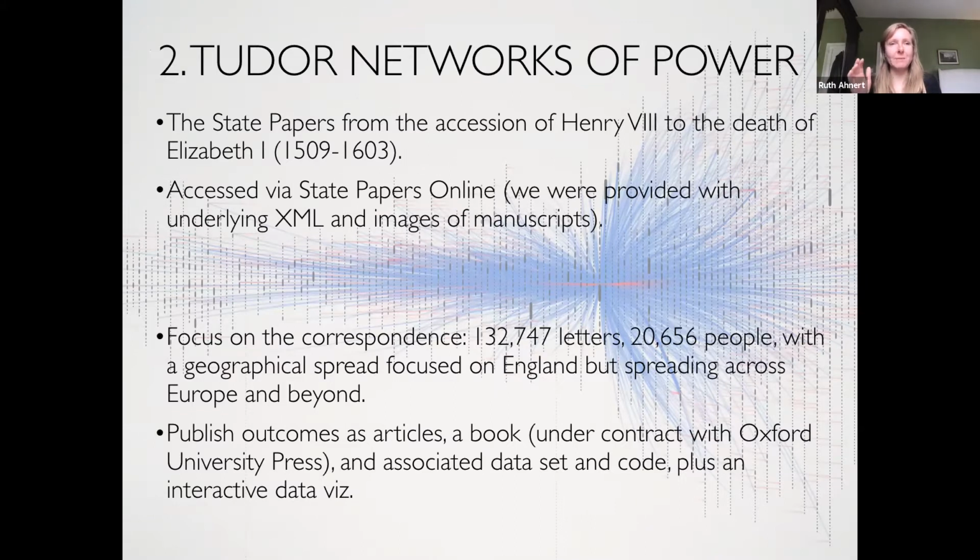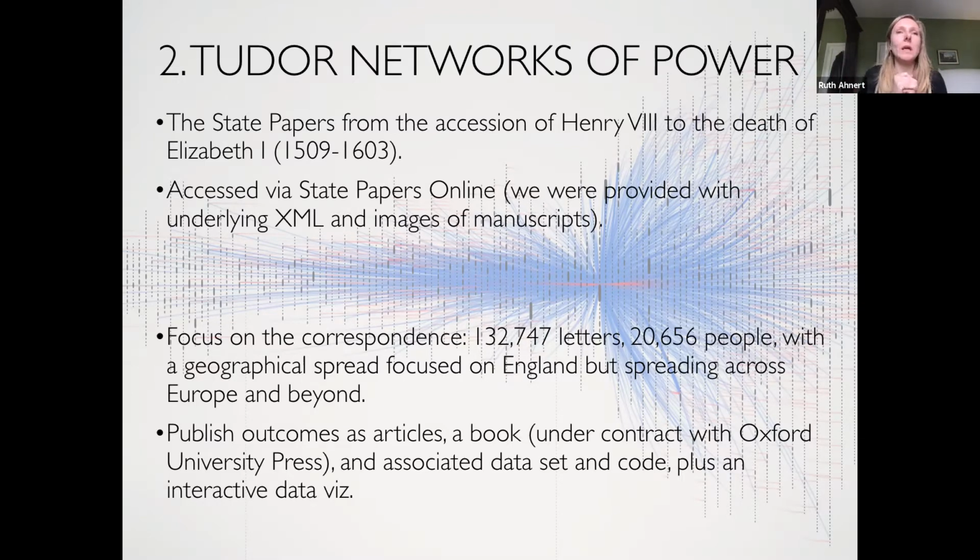And we were interested in a specific subset of the data they've digitized. So we were interested in the Tudor reigns from the accession of Henry VIII in 1509 to the death of Elizabeth I in 1603. And we were specifically interested in the letters. So they provided us with the underlying XML and the images of the manuscript. And we were able to get those because Sebastian's library subscribed. It's really expensive. It's £40,000 a year.